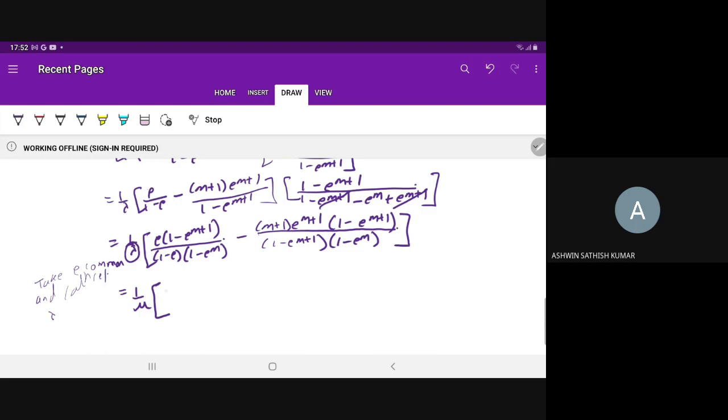So this rho you have taken common: 1 minus rho to power m plus 1 upon 1 minus rho, 1 minus rho to power m, minus, here we have taken the rho common, so here we have m plus 1 rho to power m, 1 minus rho to power m plus 1 upon 1 minus rho to power m plus 1, 1 minus rho to power m. So 1 minus rho to power m plus 1 cancels out here.